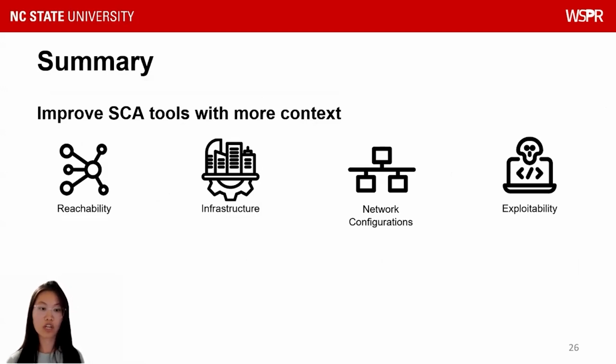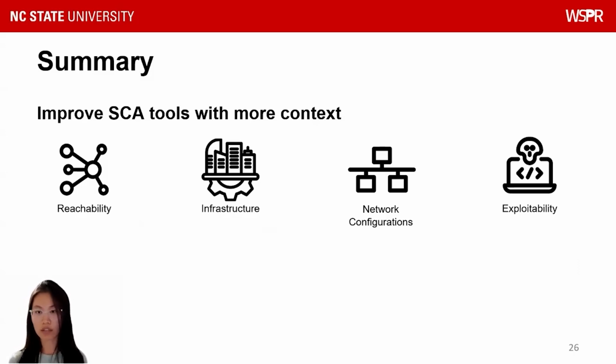Reachability context can be very useful to reduce false positives, where a vulnerable library is being used, but you're not actually reaching the vulnerable function. Infrastructure context can be very helpful when you're trying to understand how the vulnerable library you're using interacts with different parts of your application or the tech stack your application sits on.